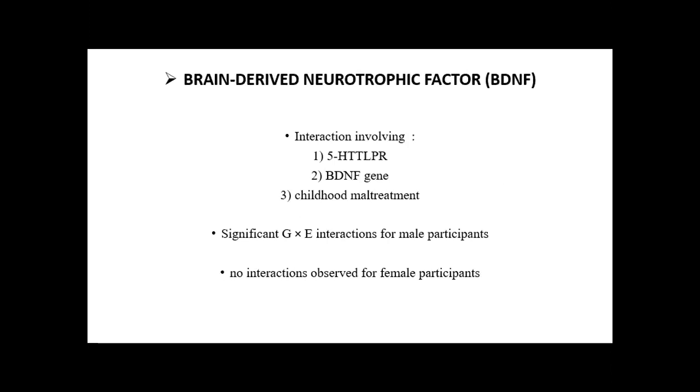BDNF. A three-way interaction between the 5-HTTLPR variant and SNP of the BDNF gene and a history of childhood maltreatment has been studied in modulation of the anxiety disorder. There were significant gene-environment interactions for male participants in the study, but there were no such interactions observed for the female participants.